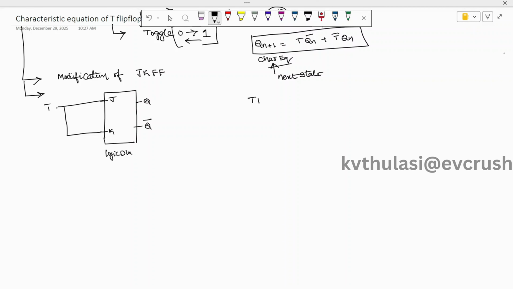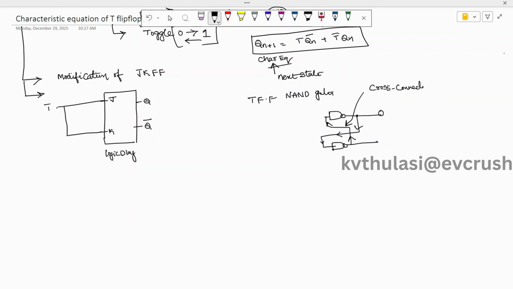Now let us try to implement this T flip-flop with the help of NAND gates. We already know this NAND gate implementation, so whatever is in the box, we are going to draw it. This is one NAND gate, this is another NAND gate, and these two NAND gates we connect in a cross-coupled way. The output of this NAND gate we connect to the input of the other. This kind of connection is called cross connection of flip-flops.